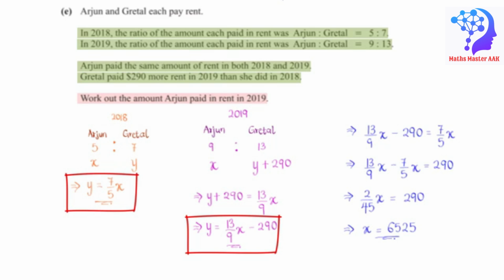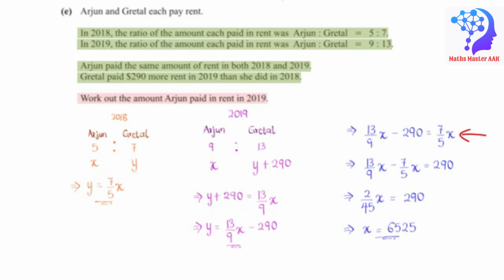When we put the second equation in the first equation, we have 13 over 9 x minus 290 is equal to 7 over 5 x. When we group like terms, we have 13 over 9 x minus 7 over 5 x is equal to 290. 13 over 9 x minus 7 over 5 x is 2 over 45 x. And when we make x the subject, we have 290 times 45 divided by 2, which is equal to 6,525.